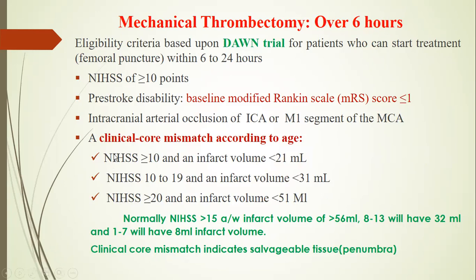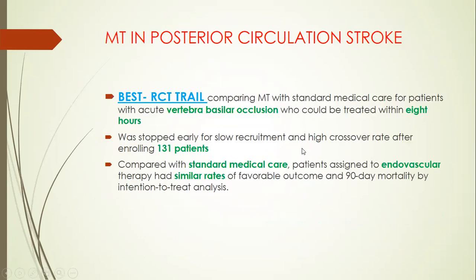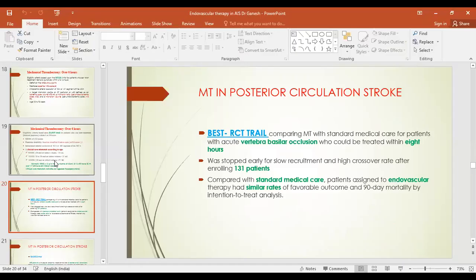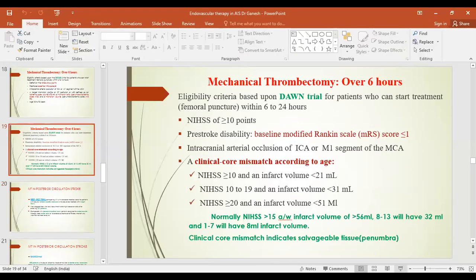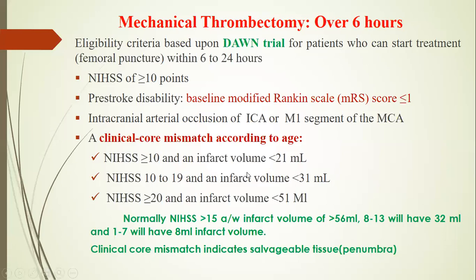Clinically, we examine the patient: if the NIHSS is more than 10 but the infarct volume is very low, like 21 ml, it indicates penumbra tissue is more. The NIHSS score indicates the clinical severity. If the clinical severity is high but the infarct volume is still low, that indicates penumbra, salvageable tissue, is still there. Any doubt in this slide?